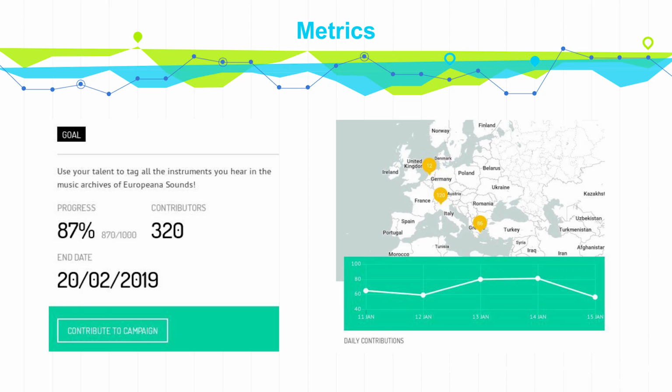Useful metrics and statistical results about the campaigns are also presented in the platforms, like the progress, how many contributors it has, the annotation count, the daily contributions, and the contributor locations. So the campaign organizer knows all this information.